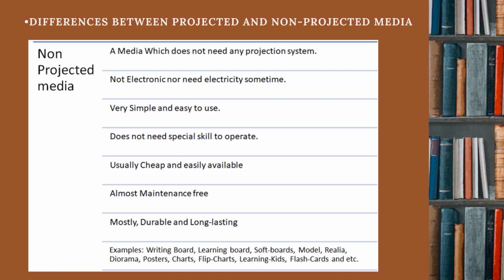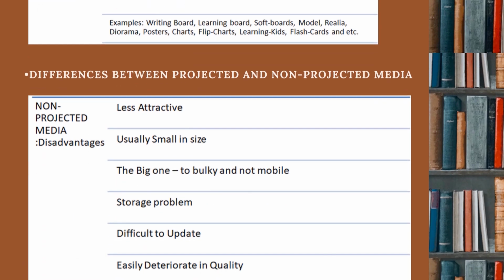By its name, we can simply understand that non-projected media is a media which does not need any projection system. At the same time, for the projected media, we need a projection system to project our media. So in the non-projected media, we will sometimes not need any electronics or electricity.